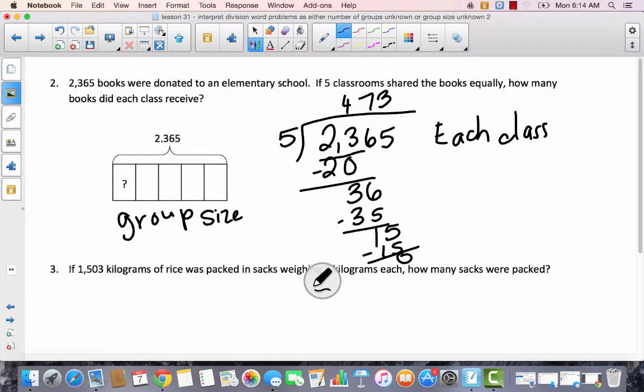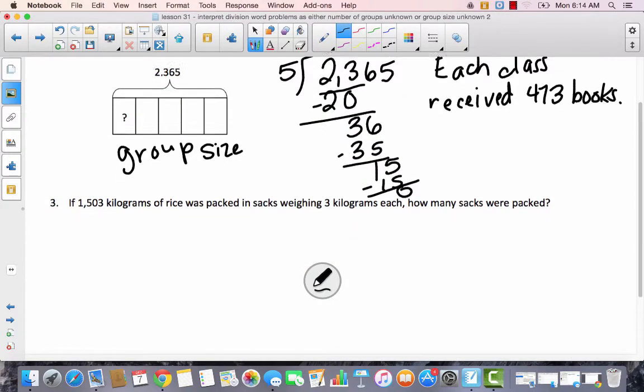received. I hope that you write neater than I do. It's hard for me to write with this pen. Each class received 473 books. Okay, let's take a look at number 3.